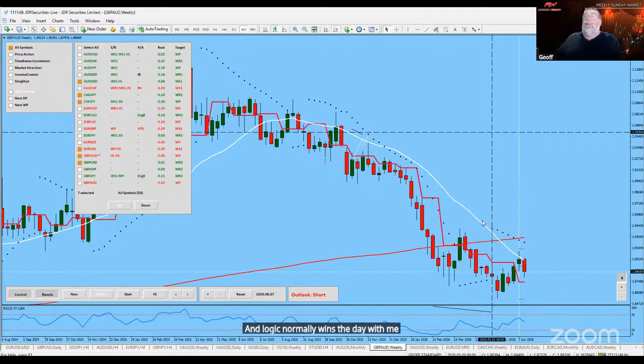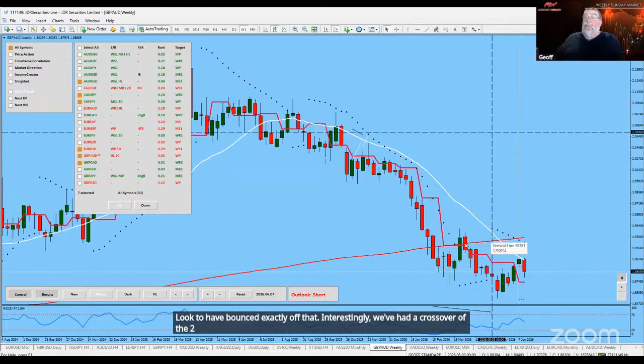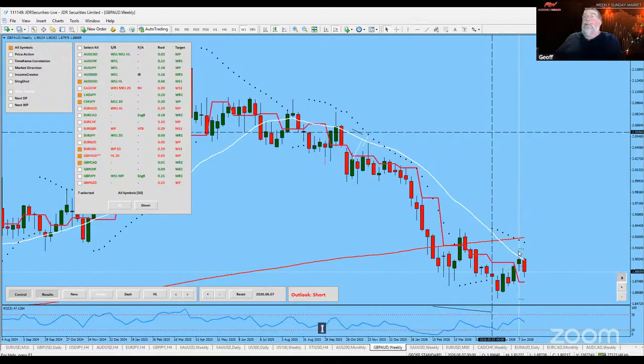So pound versus the Aussie looks to have bounced exactly off that. Interestingly, we've had a crossover of the 21 and the 200 moving average, which is the red line here. Cheers, no problem at all. I like this in terms of that bounce, that crossover. The only thing we haven't seen at this point in time is what the trend line is doing here. So let's have a look at that. We're back underneath it. So I'm happy with that. That makes sense to me.